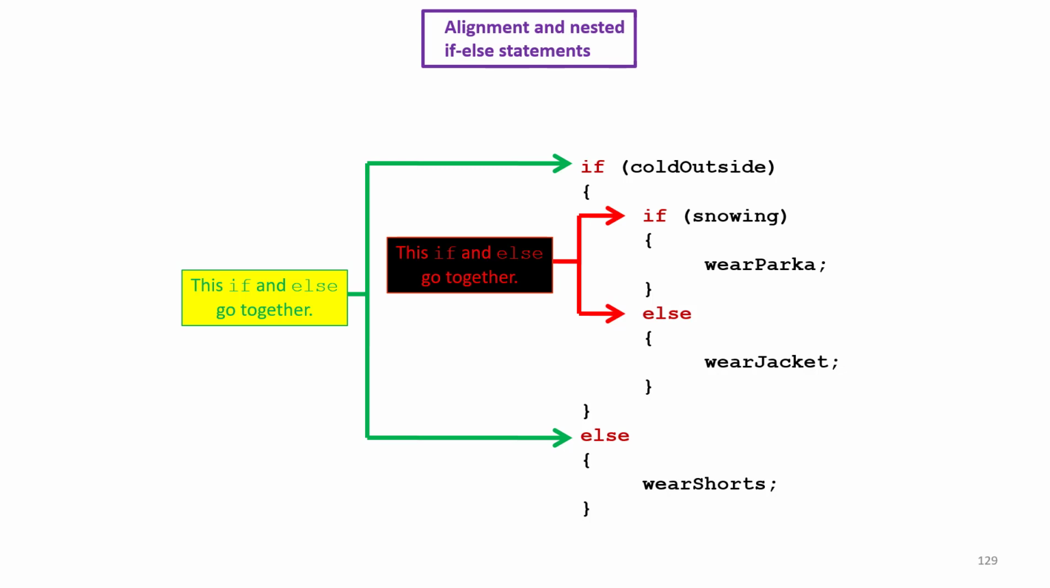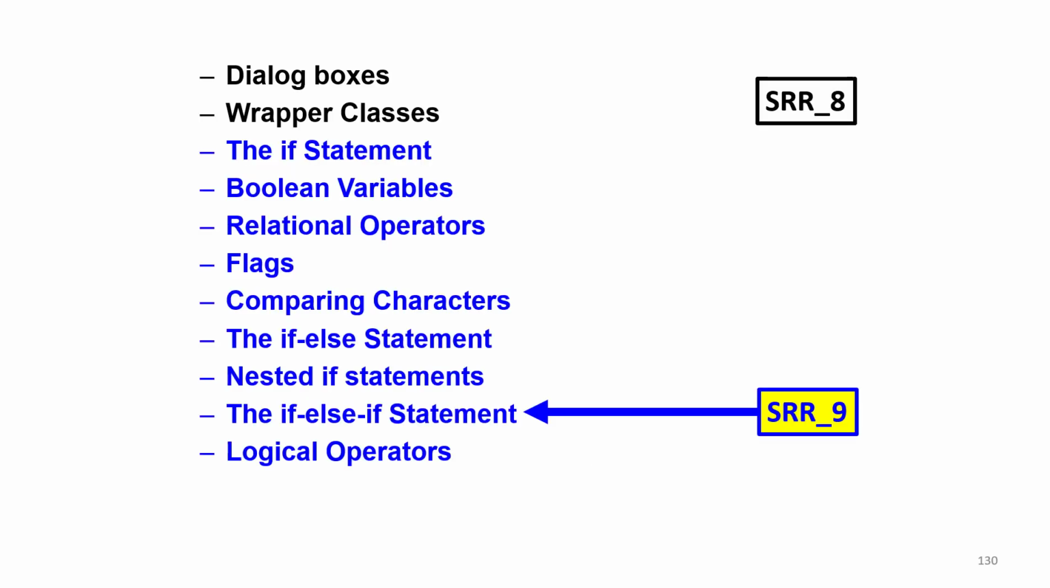The third type of if statement we're going to look at, the if-else-if statement, makes certain types of nested decision logic simpler to write. But care must be used since else statements match up with the immediately preceding unmatched if statement. Now, let's take a look at what that actually means in code.